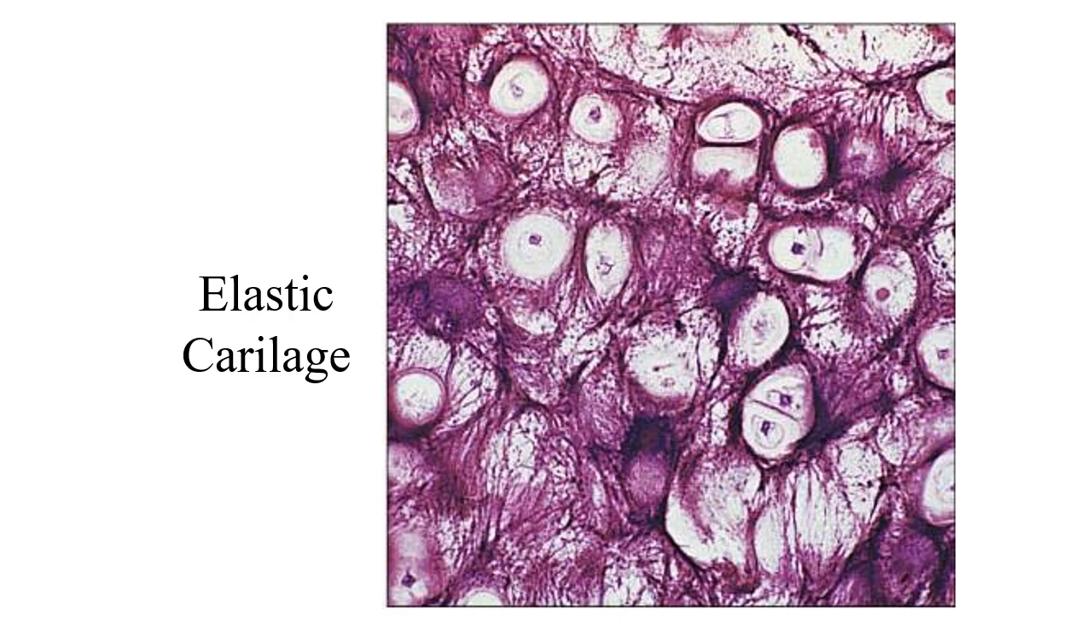So this is what we find in places like the ear, and parts of the cartilage of the nose are made up of elastic cartilage. We also have elastic tissue, and elastic tissue is what we find in things like blood vessels.